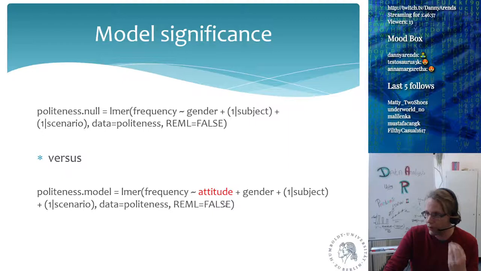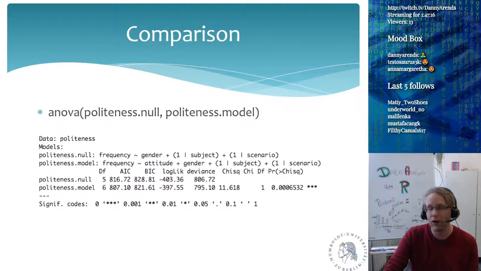So in linear mixed effect models, you are always comparing models. So it's more or less always a model selection problem. So when I have these two models defined, how do I now get the significance? Well, the way that I get the significance is just doing an ANOVA test, right? So I'm saying do an ANOVA, take my null model, and then compare it to the politeness model.